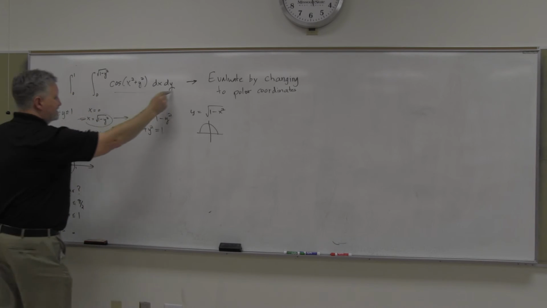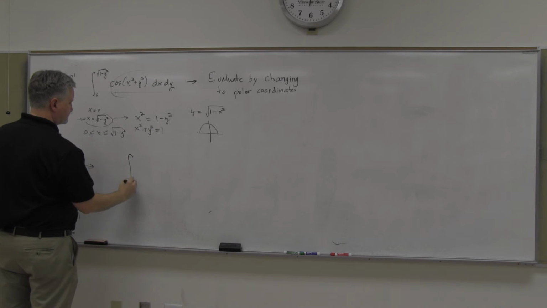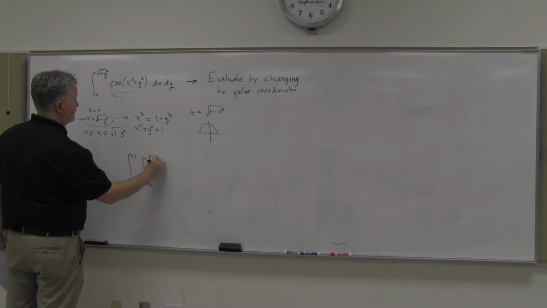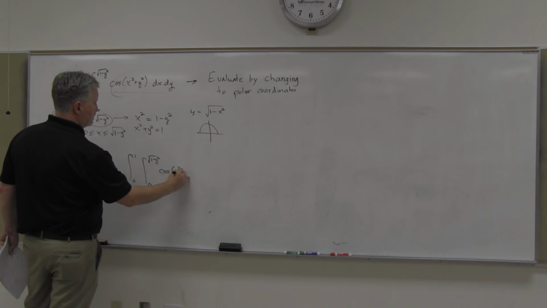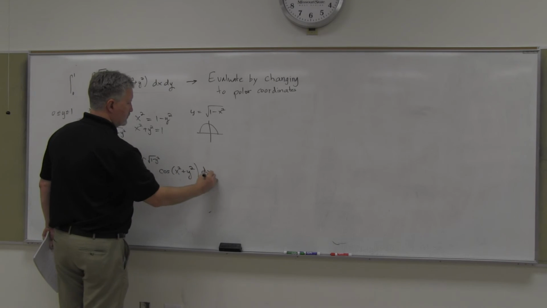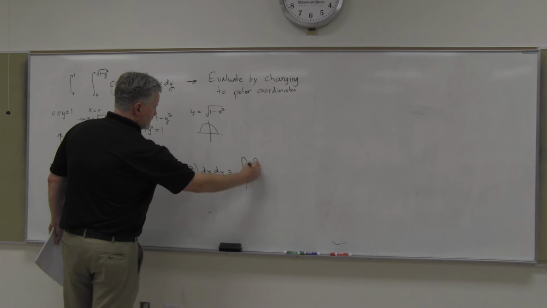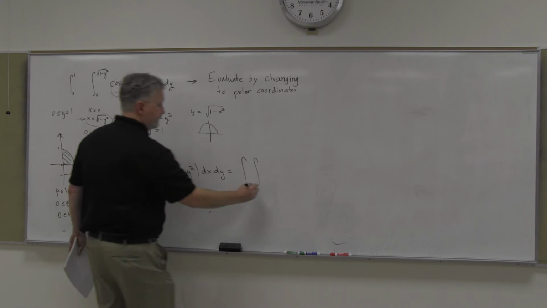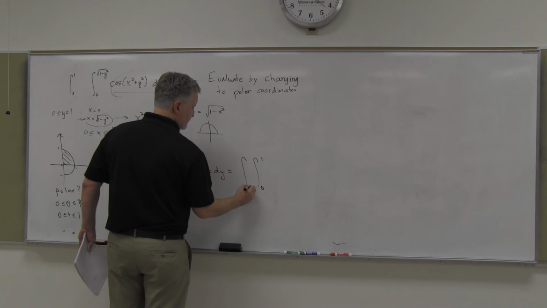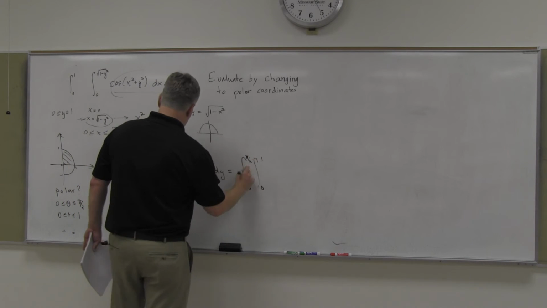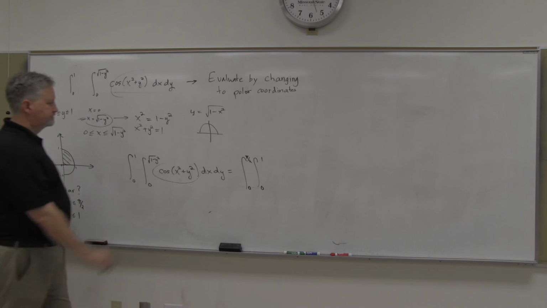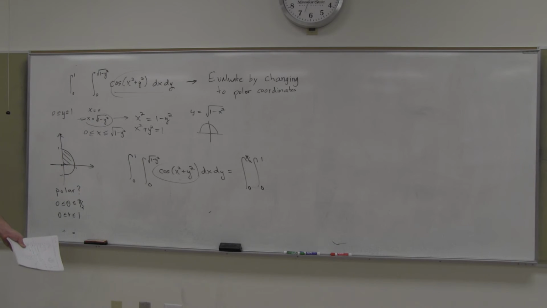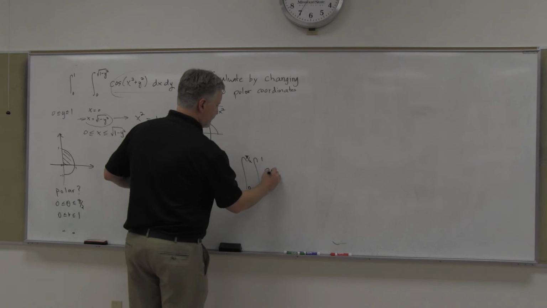Now we just need to get the rest of this converted. So let me write it one more time down here. I know my limits. You do the r first, so it'll be 0 to 1 for r, 0 to pi over 2 for theta. What am I going to do with this? Again, there's our x squared plus y squared, and that's just a direct conversion to r squared. That's cosine of r squared.